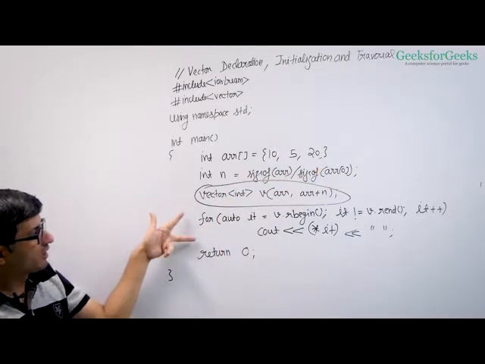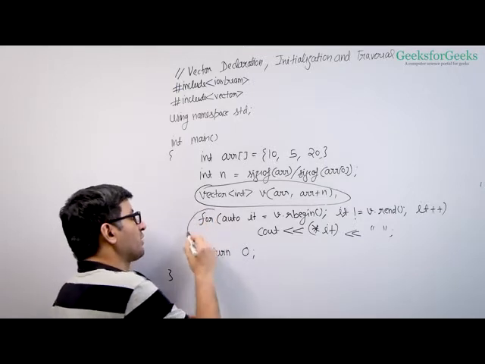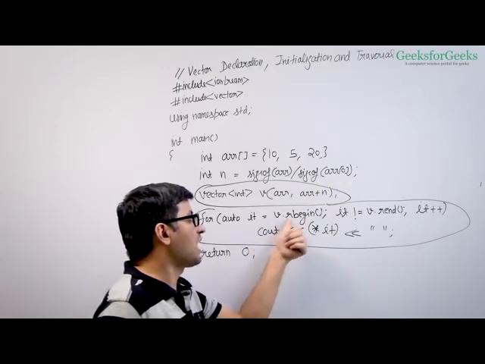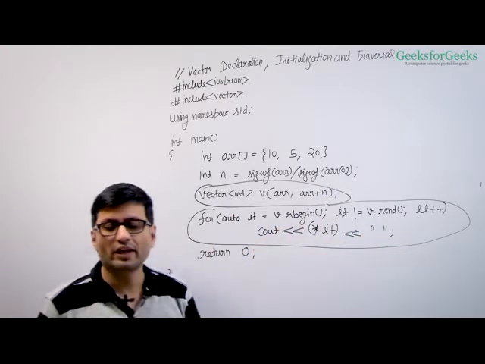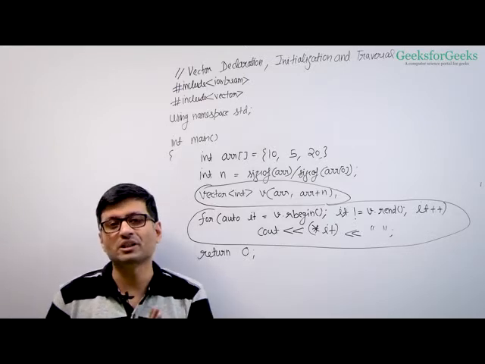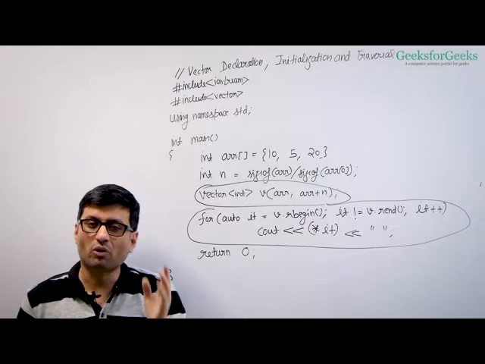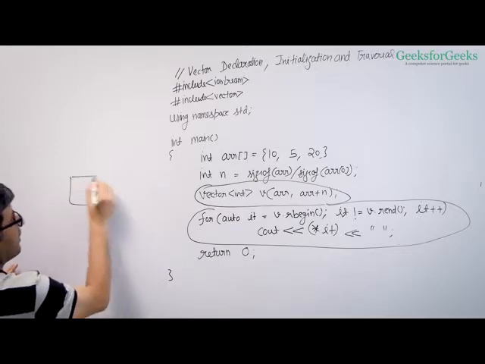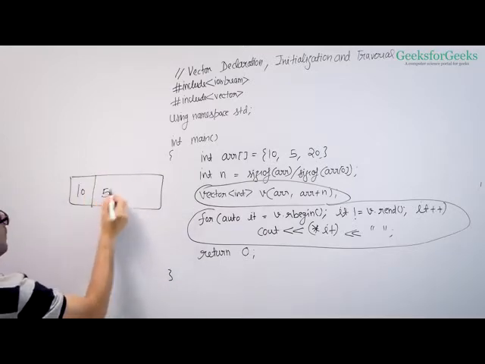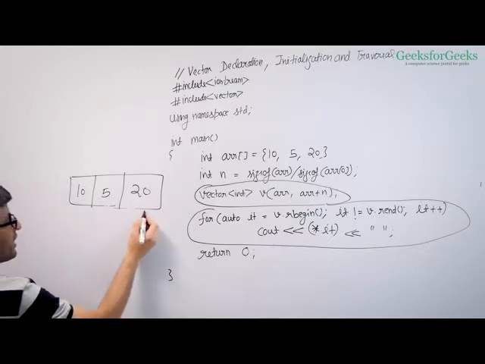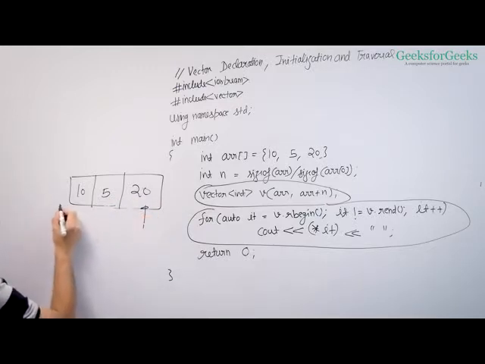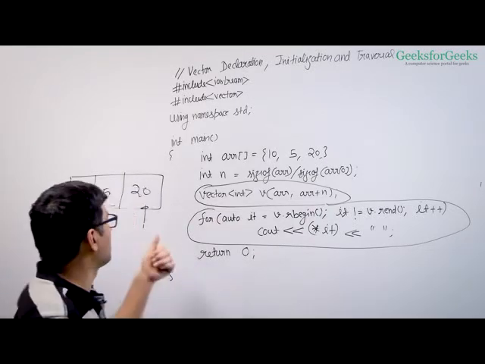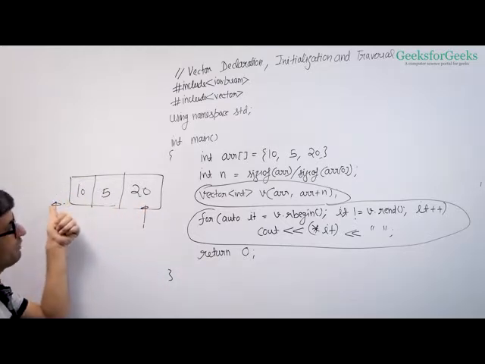Now we learn one more way to traverse the vector. This is a new way of traversal. This is similar to begin and end. Here what we have used is rbegin and rend. As you can guess, rbegin means reverse begin, so it points to the last element. The vector has 3 elements, 10, 5, 20, and rbegin gives you this, and rend gives you the address after this, right? So what happens now? You traverse from the last element and you go to the first element.